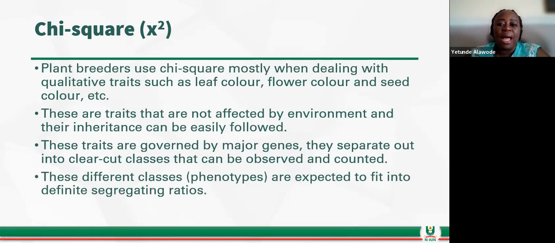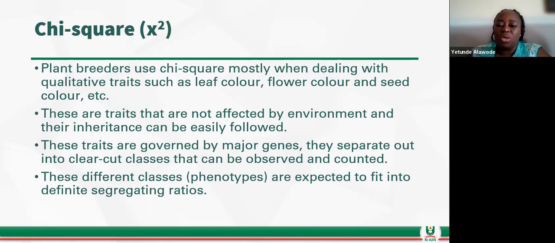Plant breeders use chi-square mostly when dealing with qualitative traits. We'll talk about that later in the day. Qualitative traits are traits that are not measurable, like your leaf color, your flower color. These are traits that you can see, but they are not measurable. And these traits are not usually affected by the environment, so it is mainly a genetic thing.